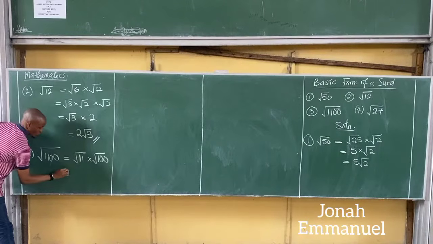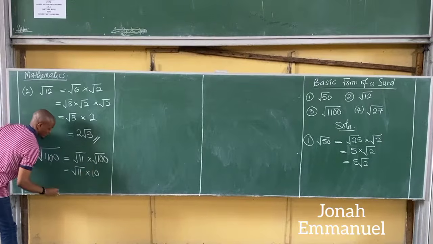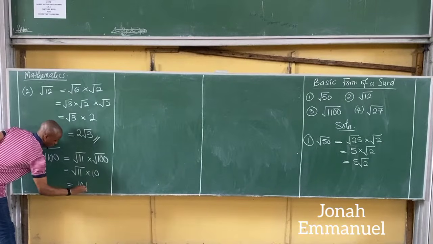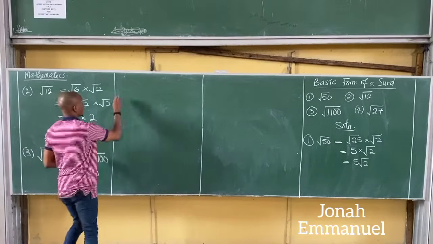So this is now equal to what there? Root 11 times what? What's root 100 there? 10. This now gives you what there? 10 root 11. Alright, one final number 4.